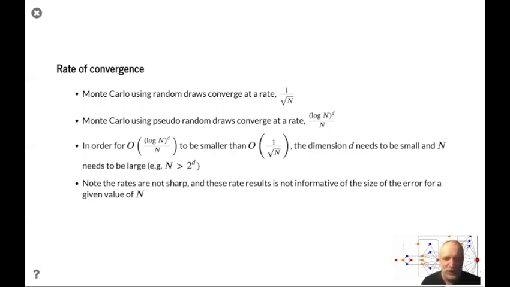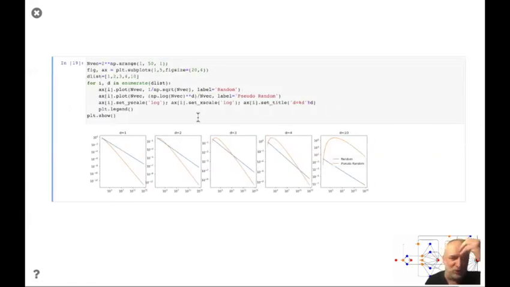Well, you look at them and you see that in order for this rate for the pseudo-random draws to be smaller than the parametric rate, the dimension d needs to be small and n needs to be large. Okay, and so it's easy, a graph is worth 1,000 words. Here you've got the rate of convergence for the random draws, how the error disappears. For the random draws it's the blue one, and then the pseudo-random one goes lower here. I make them so that they meet in the same point here.